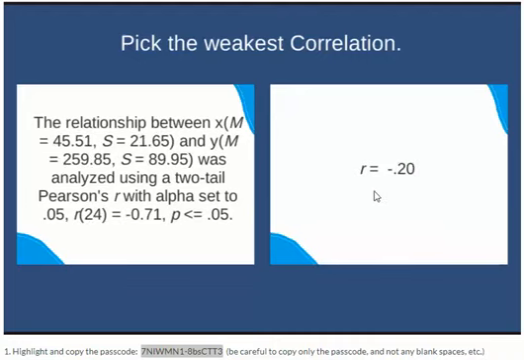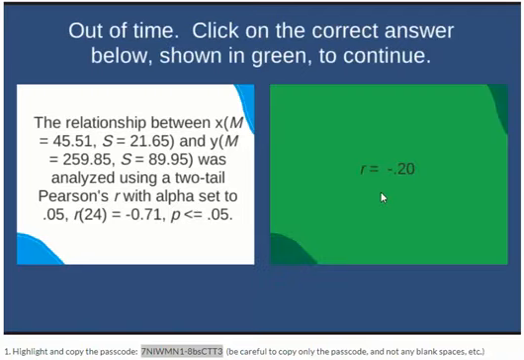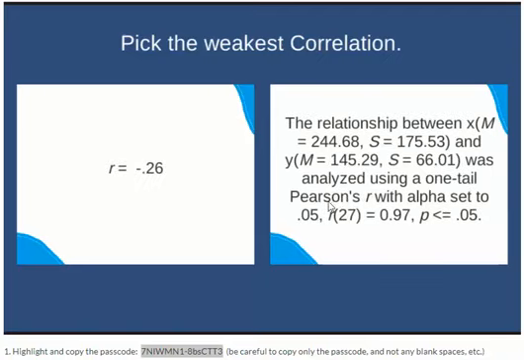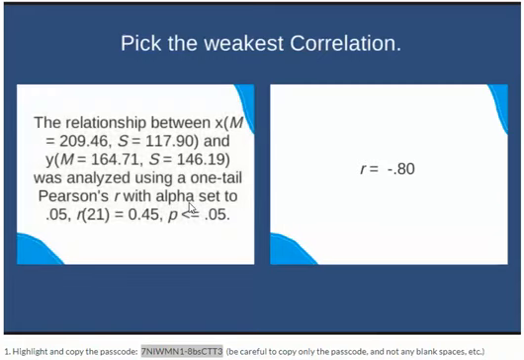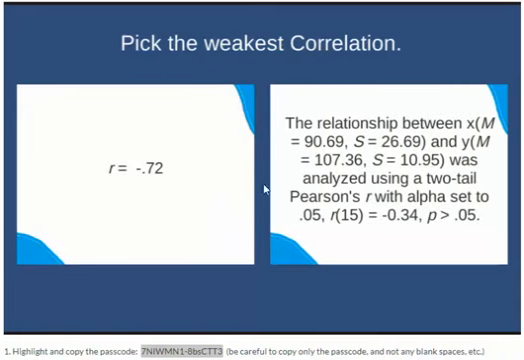A weak correlation is close to 0. A strong correlation is, the stronger the correlation, I should say, the further it is from 0. The strongest correlation you can get would be either a positive 1 or a negative 1, and the weakest, 0.